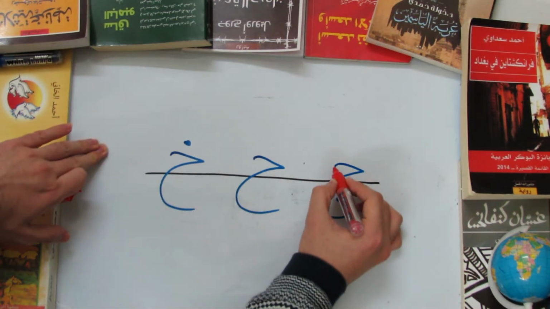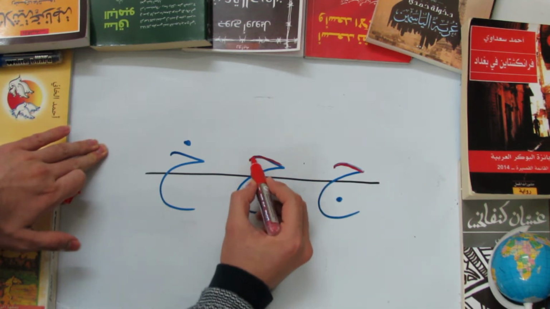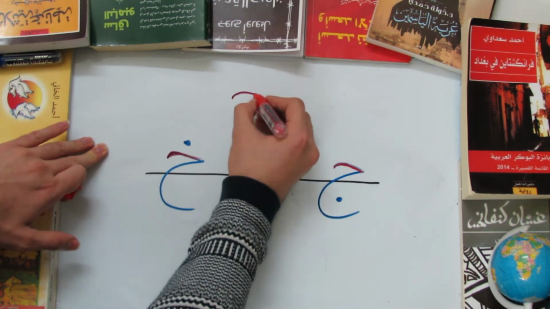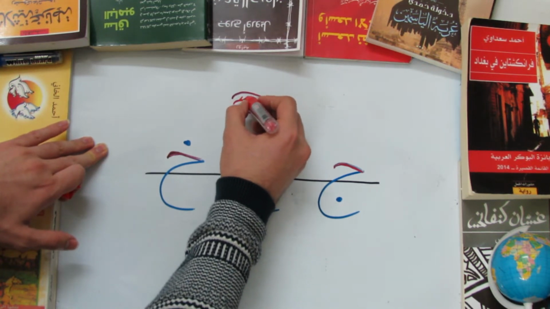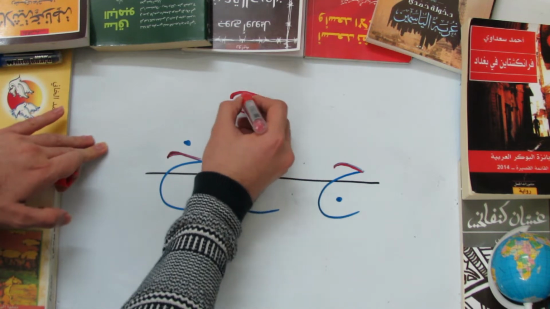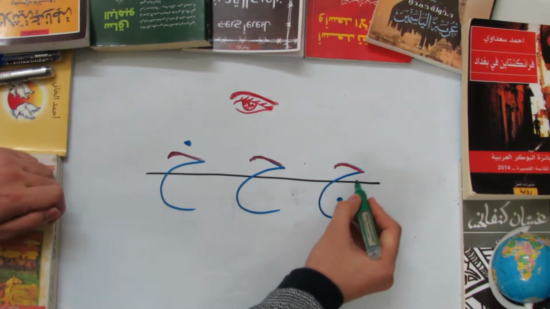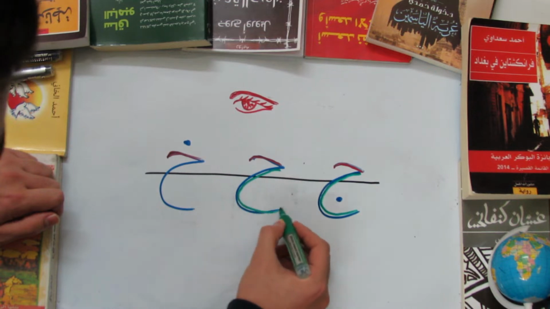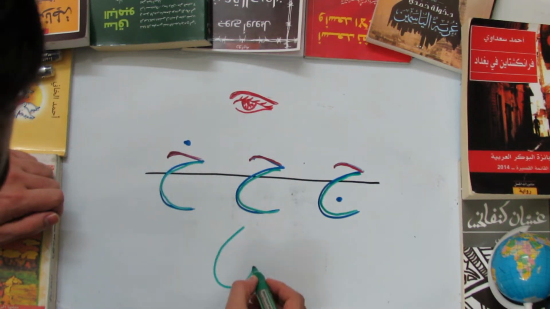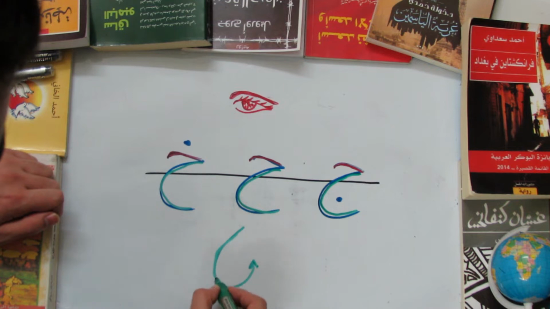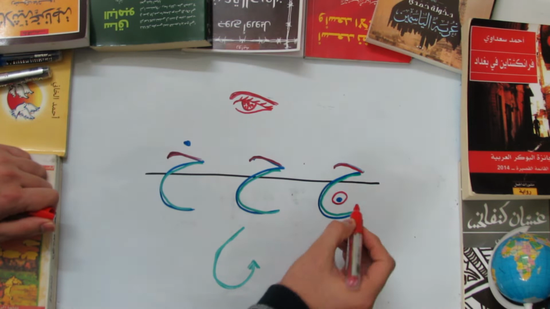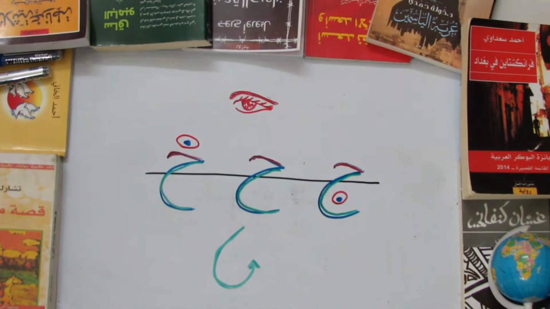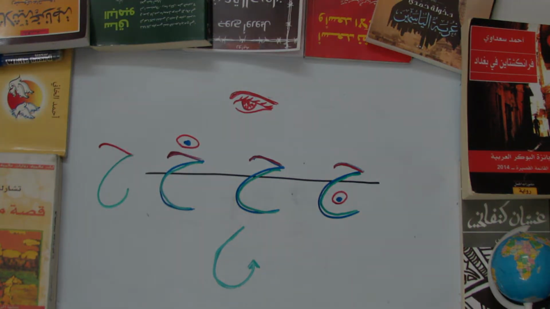Before we start, it's good to know that the letters of this group are very similar to each other. The upper part of these letters looks like an eyebrow and is written above the line, while the lower part starts above the line, then goes under it, forming a hook-like shape. The only difference between these letters is the position of the dot, which is above the letter in Khaa, inside it in Jeem, while the Haa doesn't have any.